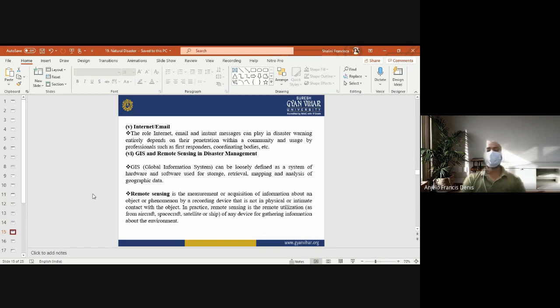As I said, information and communication technology is a very important factor. Similarly, I have given the example of Google Map. Google Map can be one of the examples of remote sensing and GIS, and how it works. By using Google Map, we can reach any location and see the situation of any location.